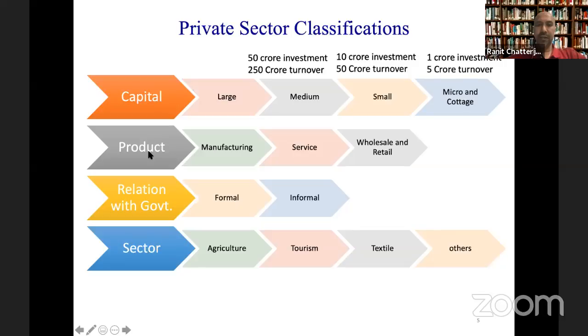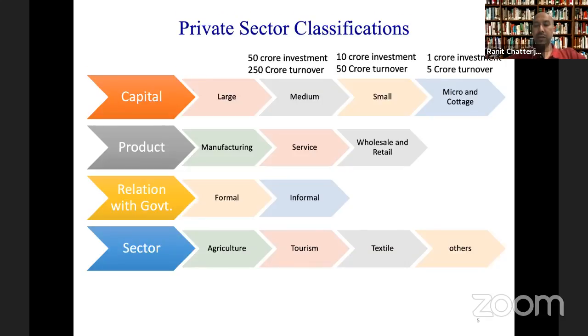The second way of classifying private sectors is through the products that they are involved in, and it is like manufacturing, service, wholesale, or retail. The third way of classifying them is the formal and informal nature of the enterprise, which is whether the enterprise would register or not register.